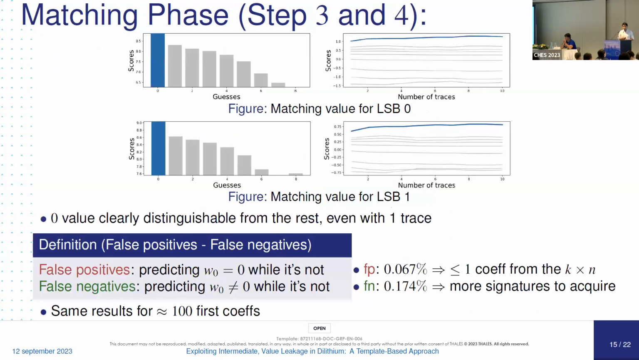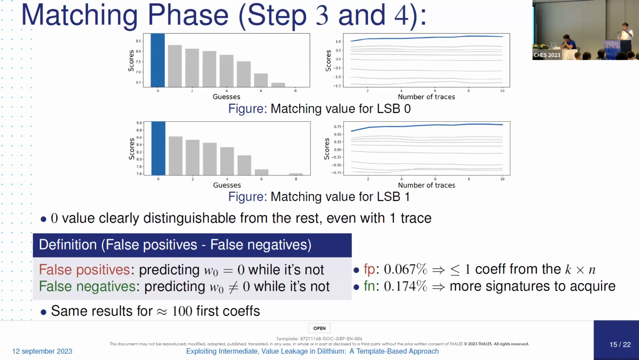Then on the matching phase, to test our template, we decided to collect 10 traces for a message for which we knew that we would have W0 equal to 0, but that we didn't add to our learning dataset. On the left, we have the results for the 9 different Hamming weight scores for our template for the 2 least significant bytes. We can see that the score for Hamming weight equal to 0 is clearly distinguishable from the rest.